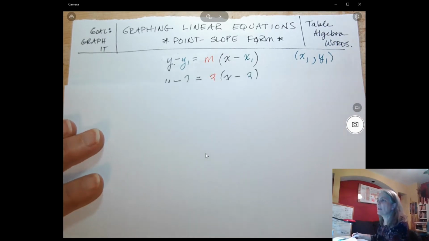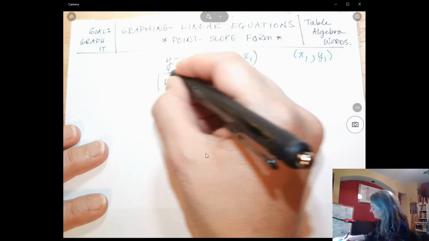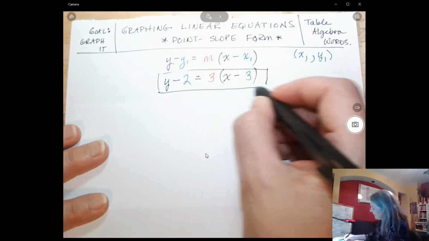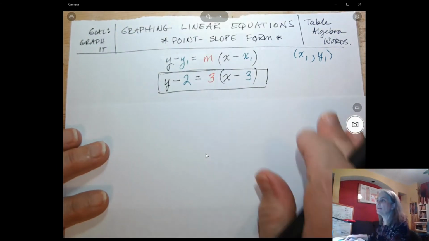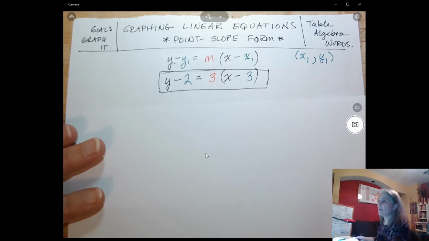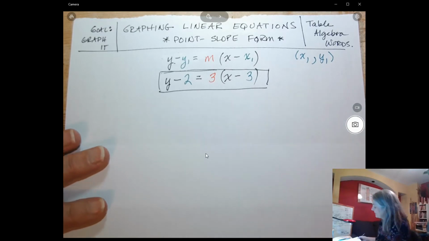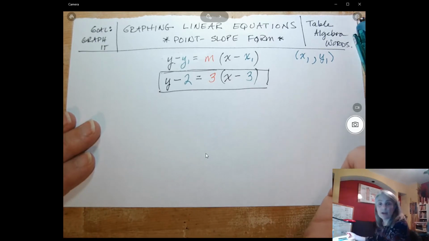So say, for instance, we have a line, and this is the point slope form of the line. A specific line, a very specific line. The line is y minus 2 equals 3 times x minus 3. So when we look at this form of the line, we know a few things. First of all, we know what the slope is right away. So what is the slope?